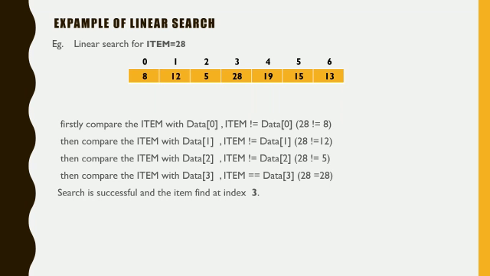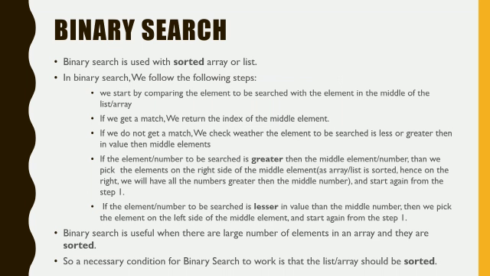Linear search is useful when there are fewer elements in an array. If there are a large number of elements in the array, linear search will take more time to search an item. To overcome this problem, there is another searching algorithm, which is binary search. Binary search is very useful when there are so many elements in the array. Now we will see what binary search is.